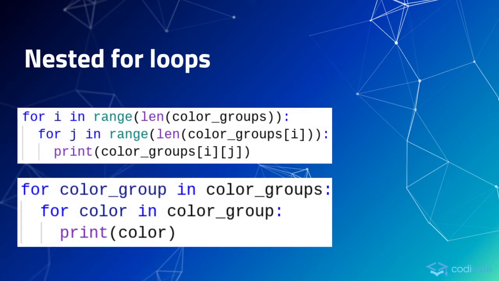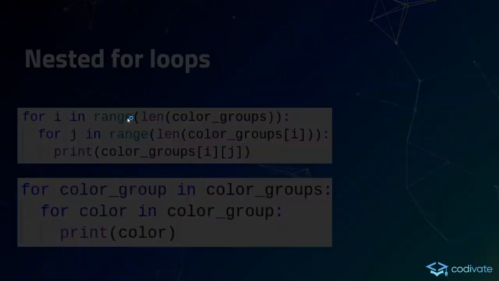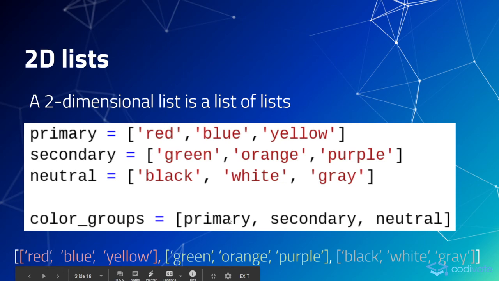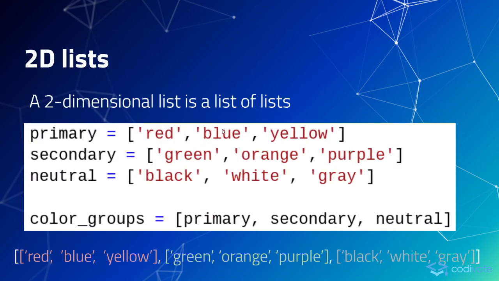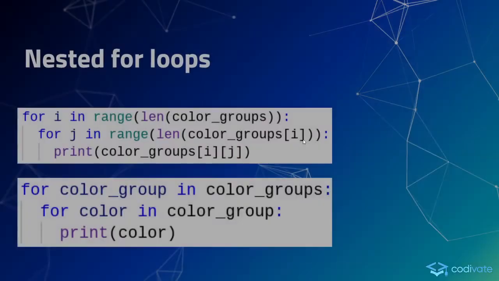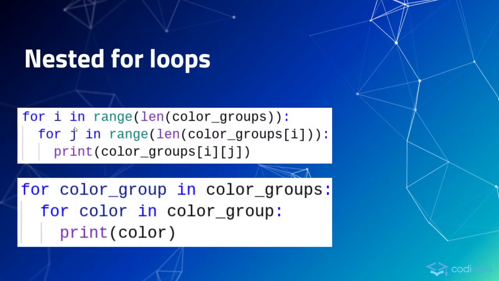So if you wanted to go through each item in a 2D list, we would need nested for loops. We can look at both ways to do it. We can use the range function, and we can also use the enhanced for loop feature. So the first way, using the range function with len, we would go through each list in the bigger list. So we'd be going through each one of these: primary, secondary, neutral. And inside the inner for loop, we'd be going through each item inside the smaller lists. One thing to remember is that we should use different loop variables for each of these. And inside, we would use our square brackets to access the lists.